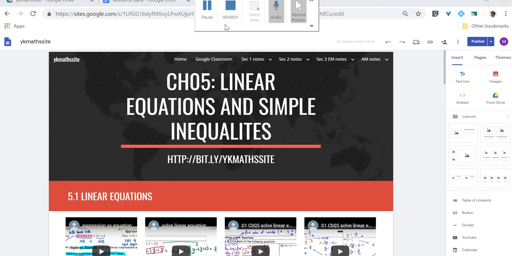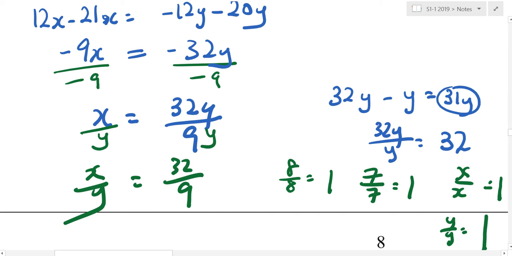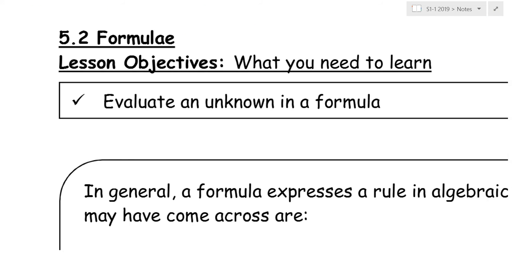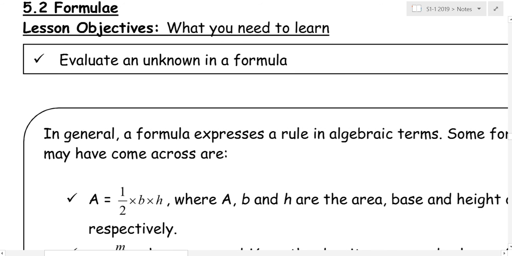Now, we are going to learn what we need to learn today, formula, alright? Now, let's go to the question itself and see how easy it is. Can you underline evaluate? Evaluate means calculate with.